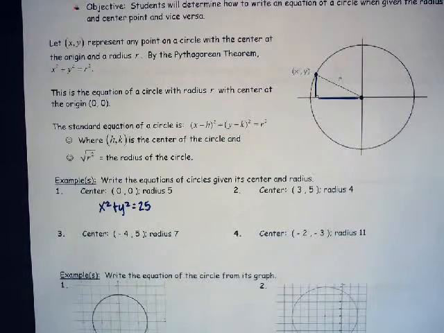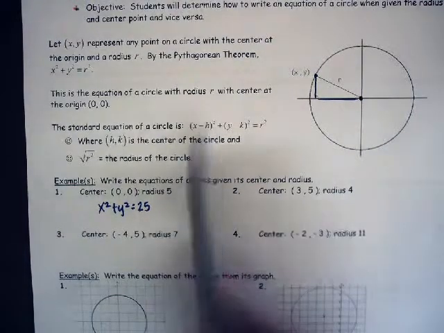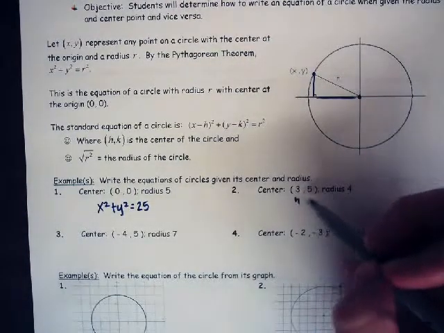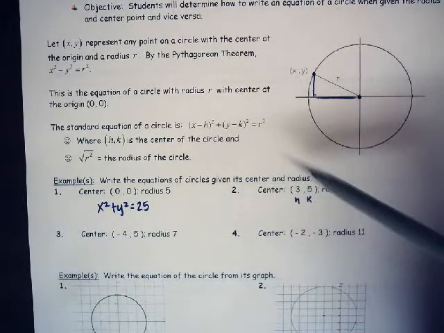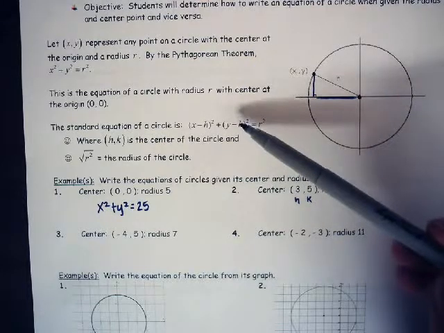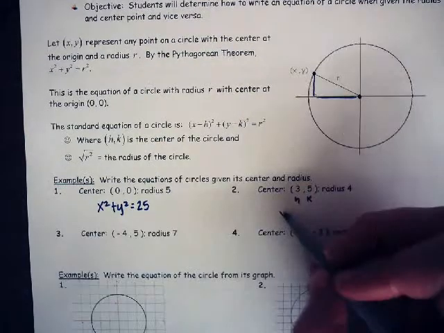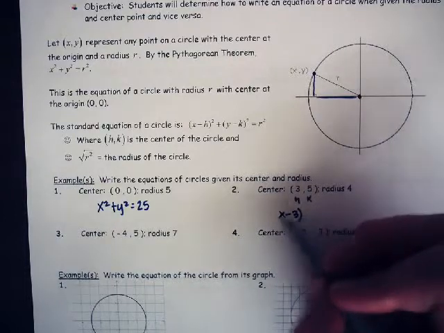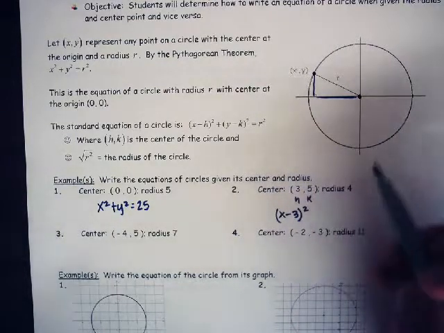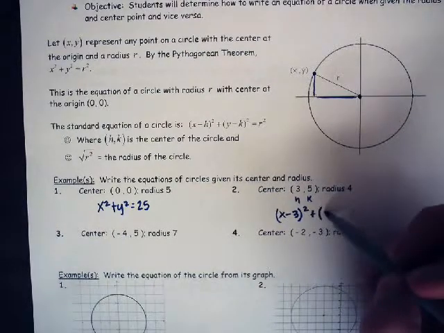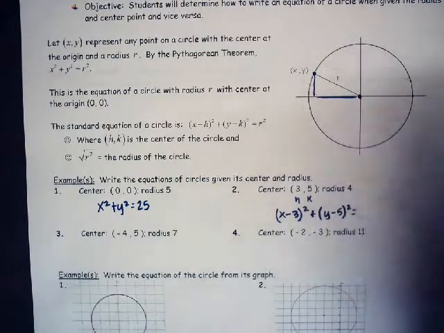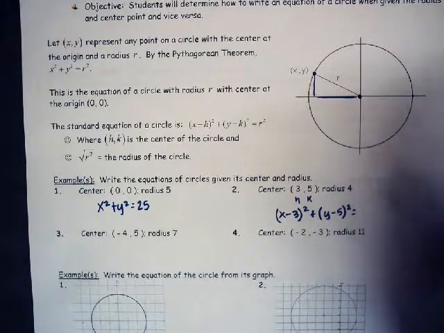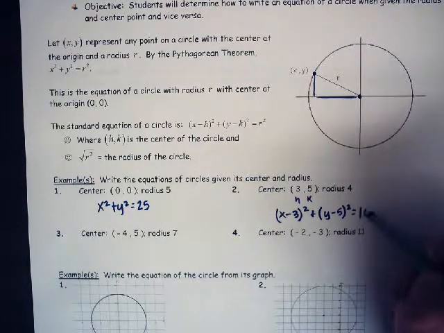Number 2, the center is at 3, 5 this time. So if I look at my equation here, this is h and this is k. So in my equation, 3 is negative and 5 is negative when I put it in right here. So I'm going to have (x minus 3) squared, and that's just following this equation right here, plus (y minus 5) squared, and that equals the radius squared, which would be 16.